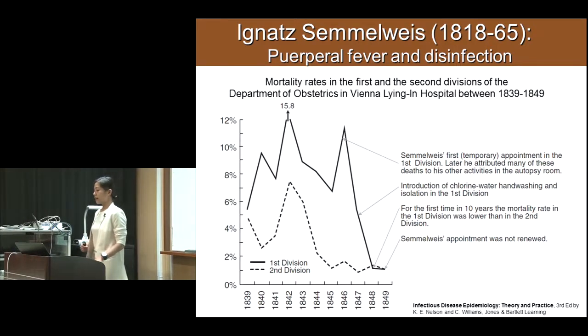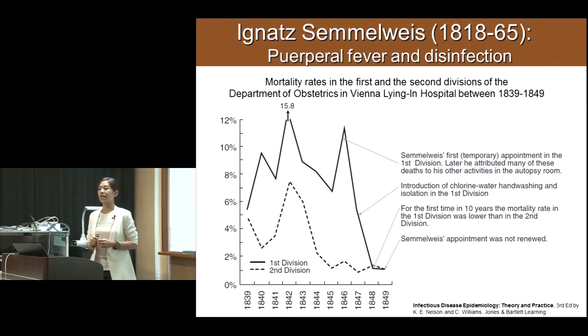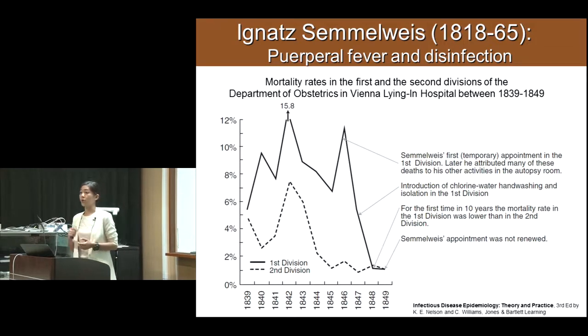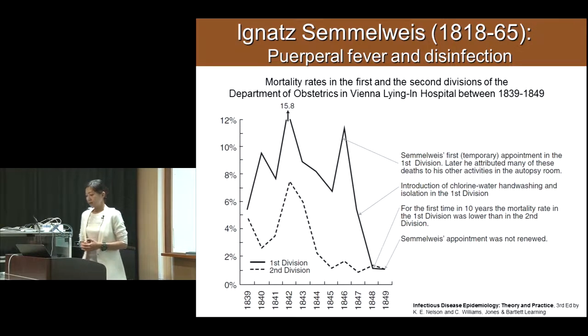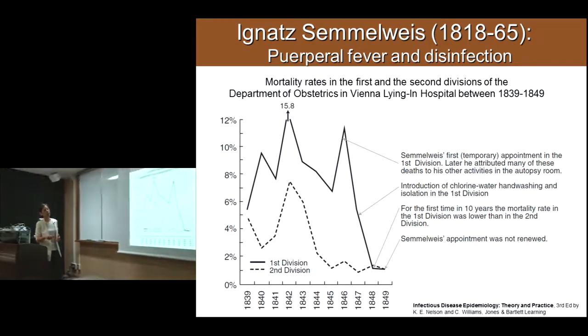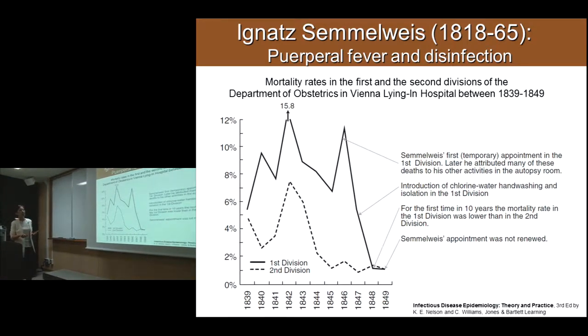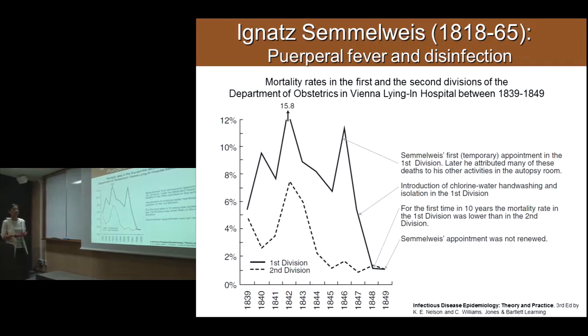So he performed the first experiment by introducing an intervention. He asked the medical students and the physicians to wash their hands and also brush their nails to remove the dermis before returning to the obstetric ward in the hospital. Subsequently, after this intervention by Semmelweis, for the first time in 10 years, the mortality rate in the first division was in fact becoming lower than the second division.